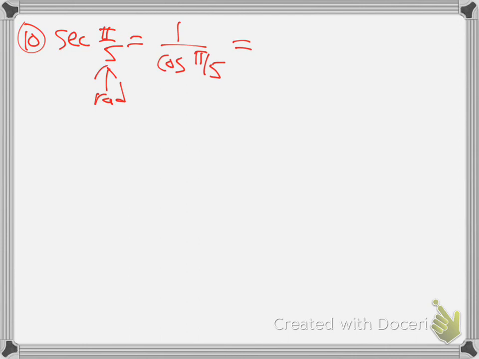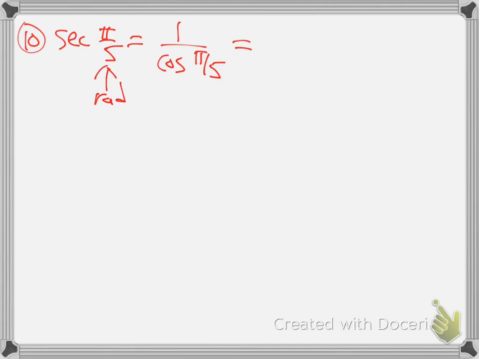So number 10, they say use a calculator. So they want you to do secant of pi over 5. Now on your calculator, got to make sure that you put that thing in radian mode, because this is a radian angle, right? Oh, and by the way, it's 1 over cosine, right? Remember, secant is 1 over cosine. So use your calculator, check the mode, make sure you're in radian mode, and then do the cosine.